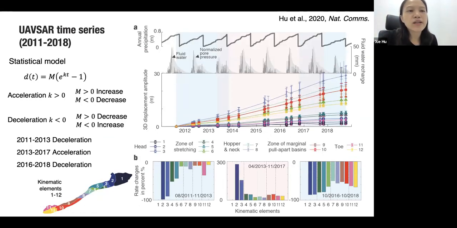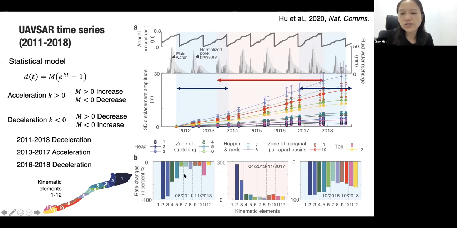For the longer time frame, UAVSAR results from 2011 to 2018, we apply a statistical model to quantify and differentiate the speed-up and slow-down process for the 12 kinematic elements. Because 2013 and 2018 are two low water years, that encourages us to separate out three time spans, and we use their respective time series to constrain the coefficients here. We note the first and the third time frames have negative k, suggesting deceleration, in contrast to the middle time frame of acceleration.